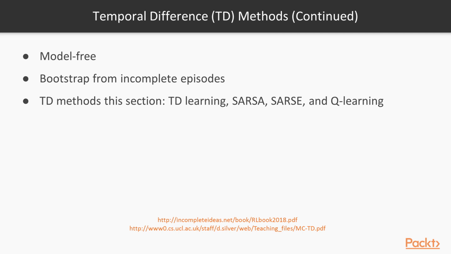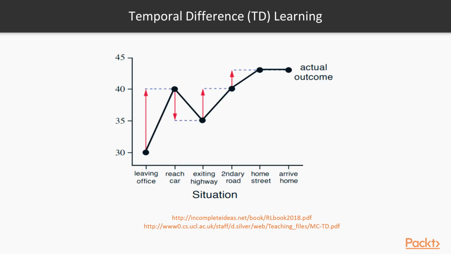We'll go over 4 TD methods this section: TD learning, SARSA, SARS, and Q learning. This video will discuss TD learning. Let's try to visualize what TD learning is. The image on this slide shows an example of estimating how long it takes to get home. The red arrows show changes in the estimate as new information, i.e., the weather or amount of traffic, is received.